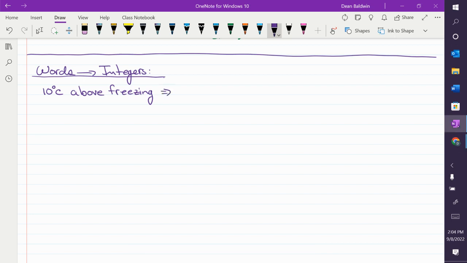So we're going to represent that with positive 10 degrees Celsius. If you say 10 degrees below, what's it going to be? Negative 10 Celsius. All right. So the key part here is the words above and below indicate if it's positive or negative.